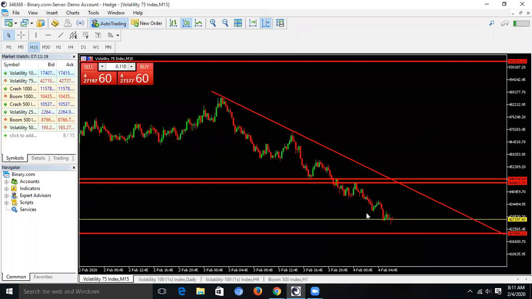For volatility, I usually use 15 minutes for my entry, but for FOREX, I like to use 1 hour because volatility is very, very volatile. It's faster than FOREX. That's why I use 15 minutes for my quick entry.